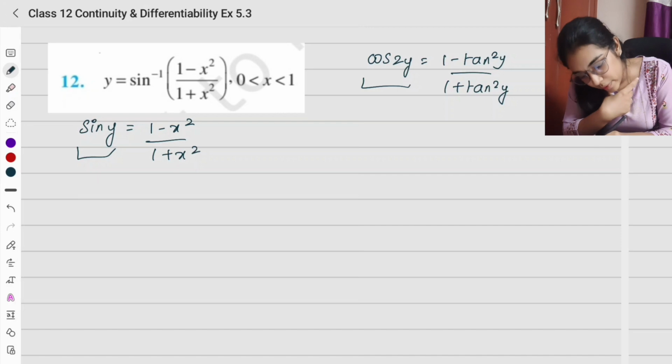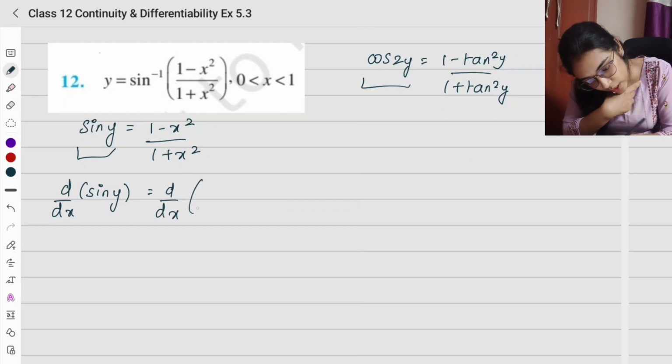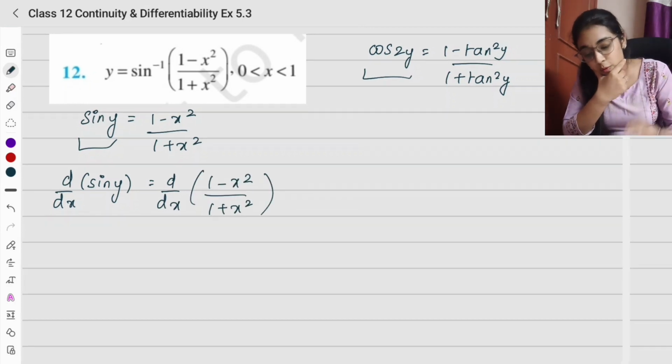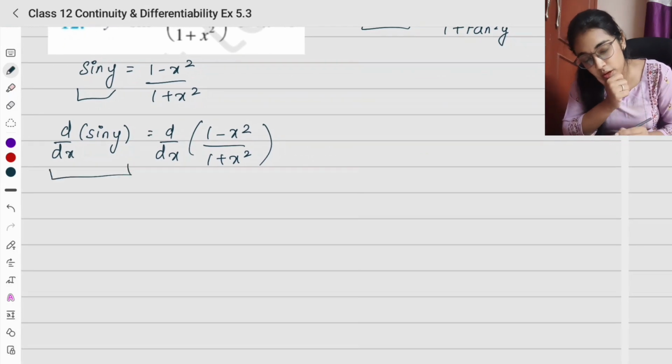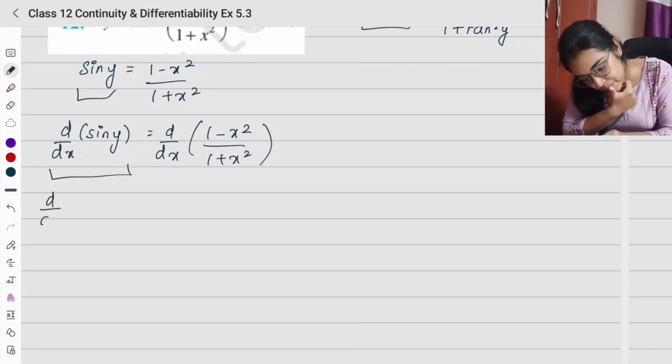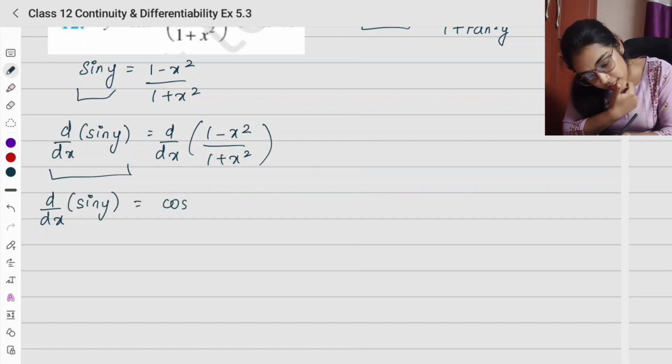Okay? So what will happen? d by dx of sin y equals d by dx of 1 minus x square divided by 1 plus x square. So this is how we have to find it. So first I'm going to find the derivative of this. So what happens? d by dx of sin y is equal to cos y times dy by dx.